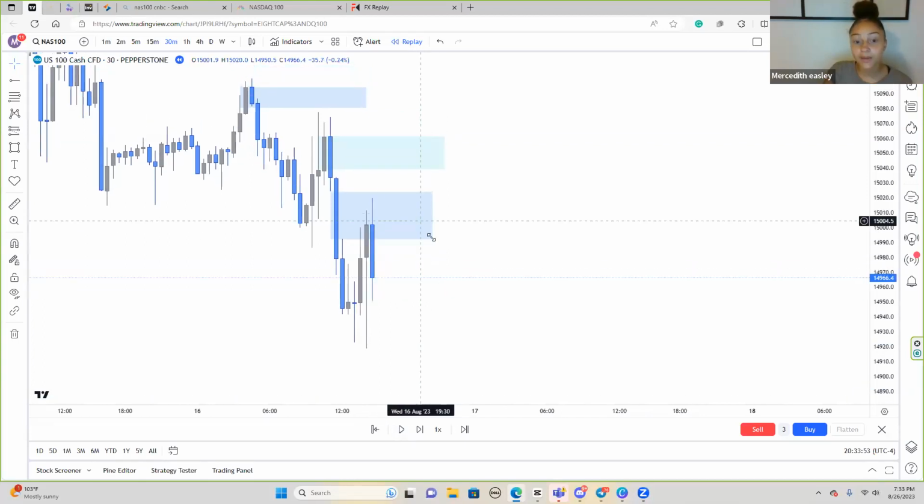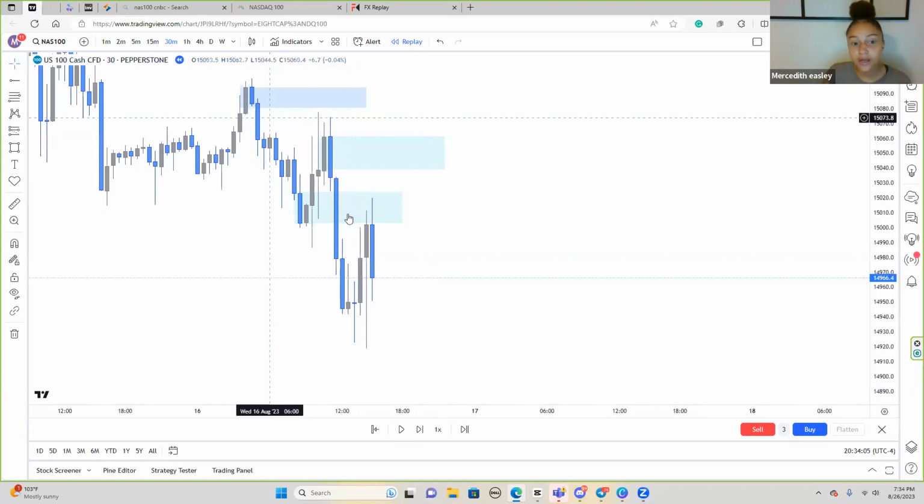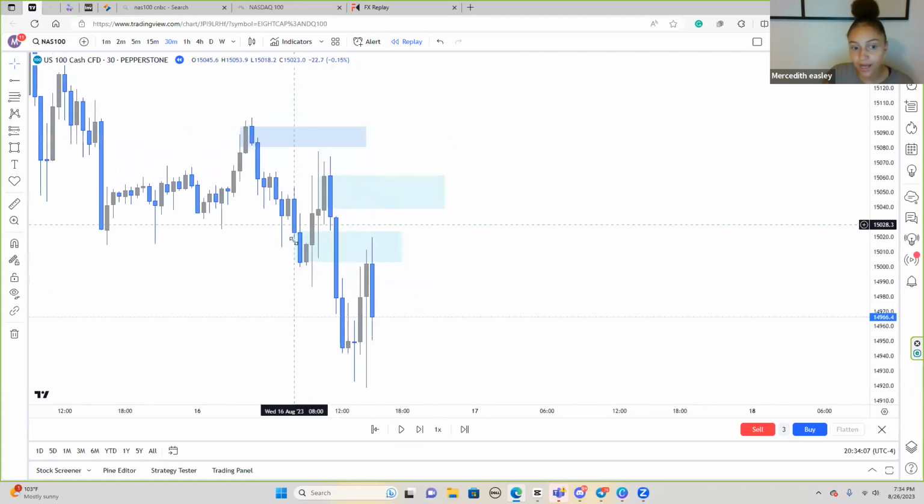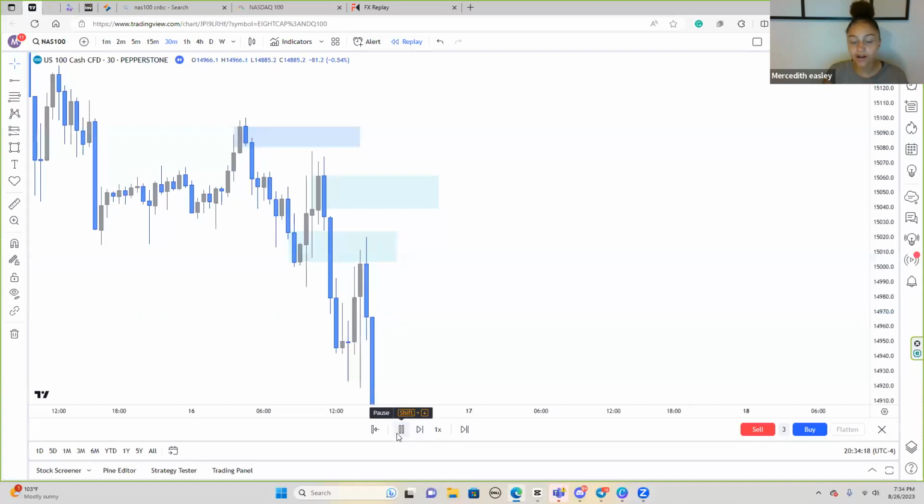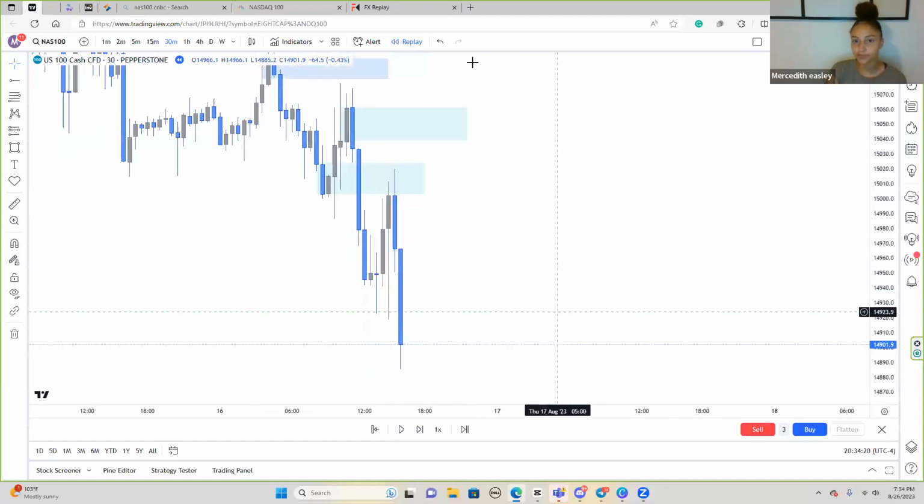All right. And then let's say you didn't use the imbalance. You could have used this as a breaker block area. So there's 2 reasons price pushed off this area. 1, it's a bearish imbalance box. 2, it's a breaker block. It was a bullish order block. As soon as it broke the bullish order block and disrespected it, it became a breaker block. Look at that. It rejected twice off of that area and then continued to push.